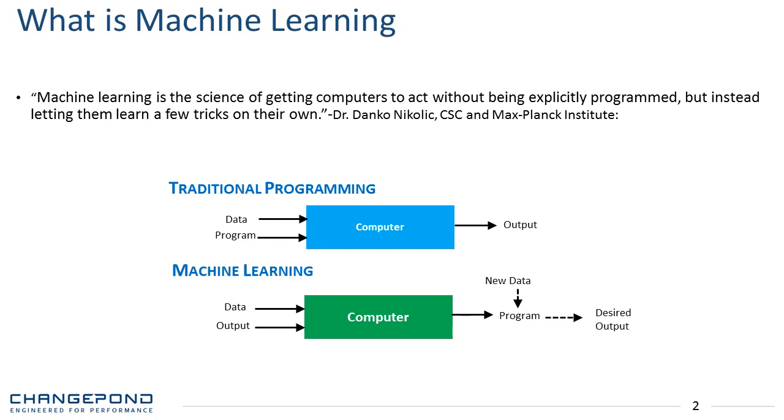Machine learning can be broadly classified into supervised learning and unsupervised learning. Supervised learning is where you have an input variable and an output variable, and you use an algorithm to learn the mapping function from the input to the output. For example, with temperature and humidity as input variables, we want to predict the probability of rain.